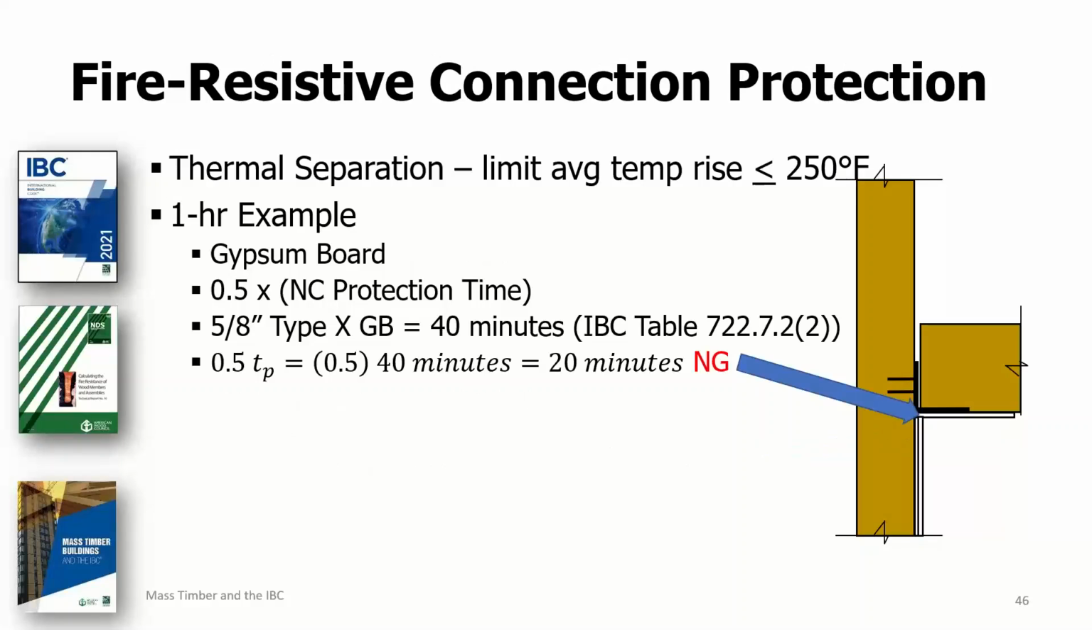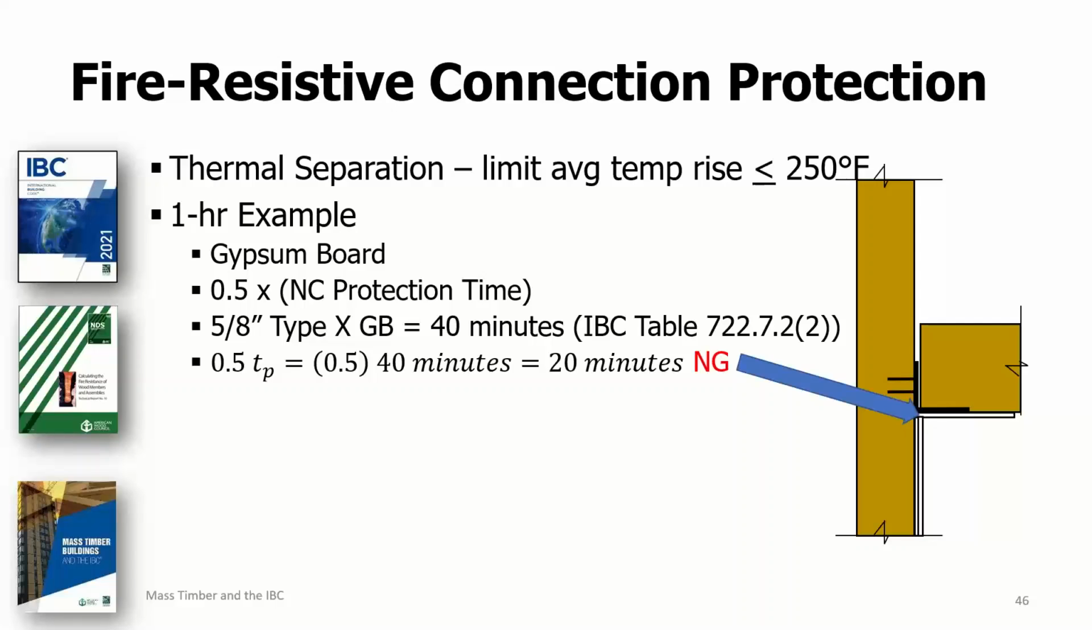TR10 also provides an approach for determining the thermal separation time that you would get from gypsum board protection. Specifically, the thermal separation time of gypsum board is taken as the non-combustible protection time multiplied by a factor of 0.5. So a single layer of 5/8 inch Type X gypsum board, which has an assigned non-combustible protection time of 40 minutes, would be assumed to provide a thermal separation time of 20 minutes.